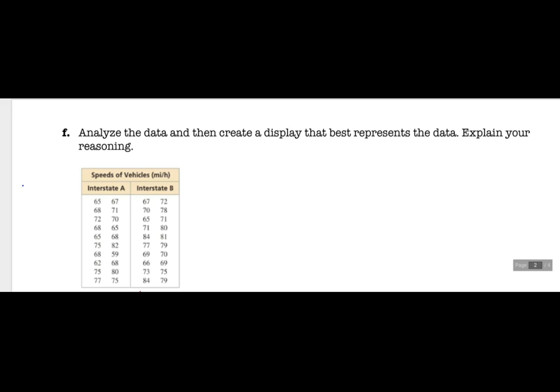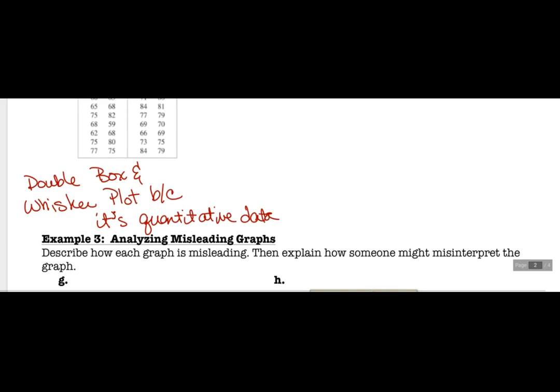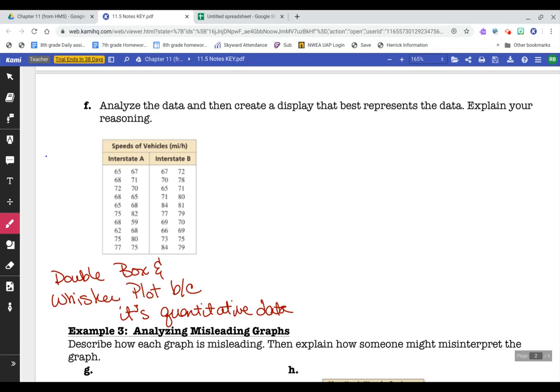So there's different data displays that you can choose from. We're going to choose to do a double box and whisker plot because numerical data fits well into those. You could also choose to do a stem and leaf plot, or even a line graph would work. But for our purposes, we will do, for this example, a double box and whisker plot because we have quantitative data. Now, this takes some manipulation with your data.